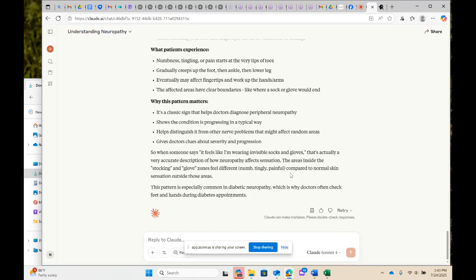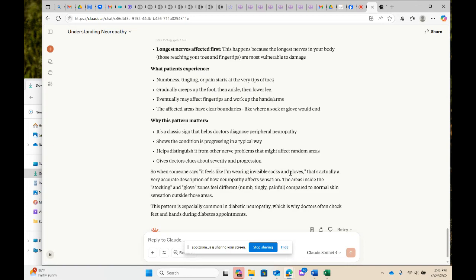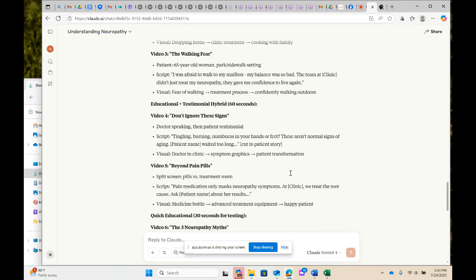This pattern is especially common in diabetic neuropathy, which is why doctors often check feet and hands during diabetes appointments. Oh my God, that was freaking awesome to learn.